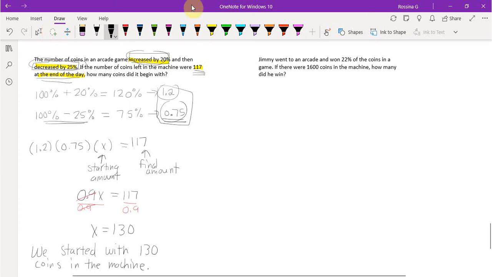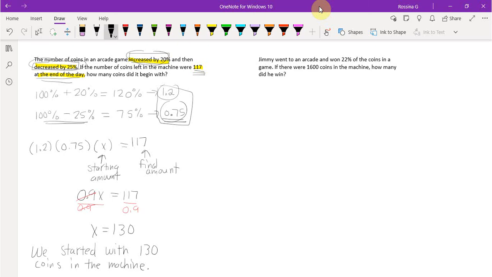Problem 2, we have Jimmy went to an arcade and won 22% of the coins in a game. If there were 1,600 coins in the machine, how many did he win? Now this, we're still at the arcade, we're still putting coins in the machine to play, but the story here is just slightly different. If you pay attention, it's not that we're trying to find out how many coins the machine ended up with. They don't tell us anything about the number of coins going up, increased by this amount, or decreased and dropped by this amount.